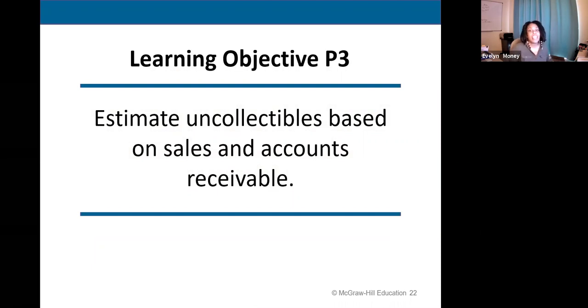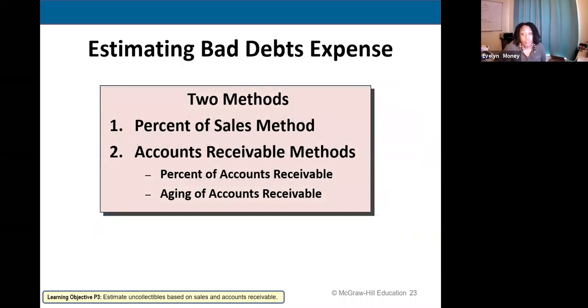Now, let's look at the different ways that we can estimate bad debt, because there are a couple of ways that we can do it. We can use a percentage of sales or we can use a percentage of accounts receivable. Under the accounts receivable method, there are actually two specific methods we can use. I can just take my full accounts receivable and find a percentage for that and use that as my estimate. Or I can separate out my accounts receivable based on how long they've been outstanding and then assign a percentage to each group of accounts receivable based on how long it's been outstanding and then calculate my bad debt that way.